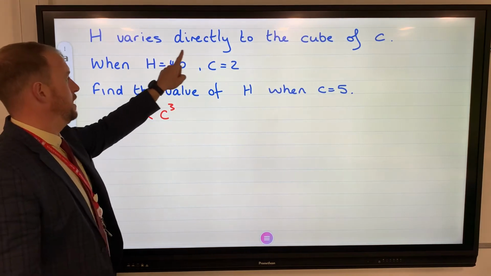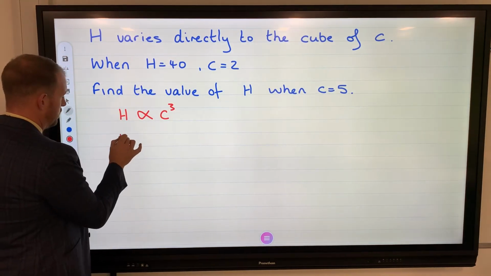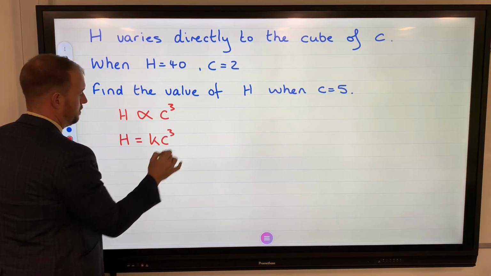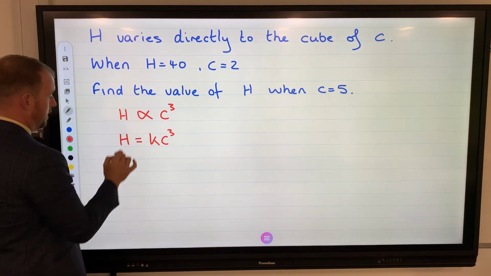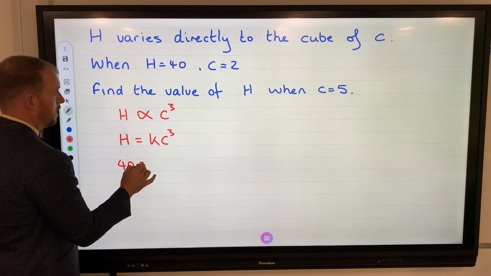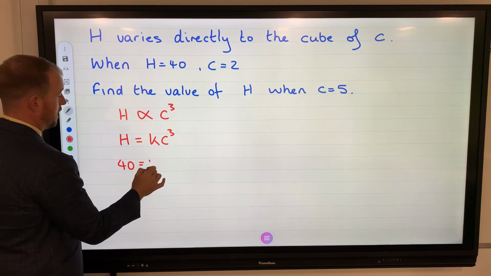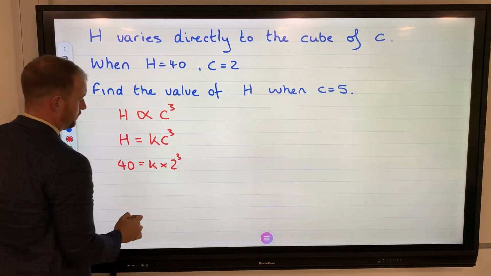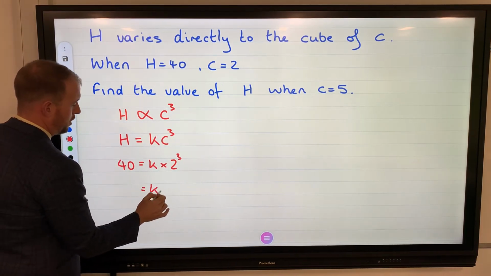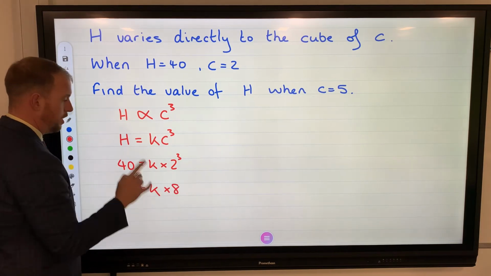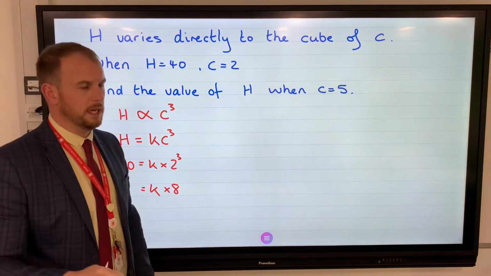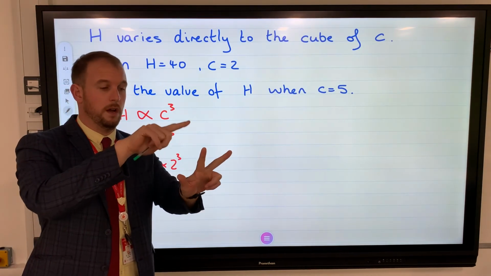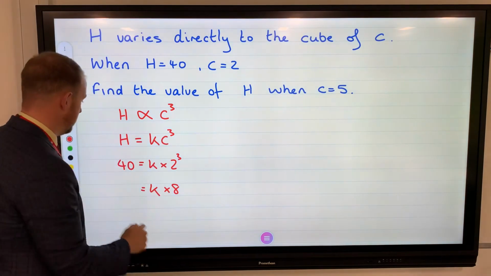When h is 40, c is 2. So h equals constant times c cubed. H is 40. k we don't know just yet. Multiply that by 2 cubed. 2 cubed is 8, not 6. I know some of you are thinking, oh, it's going to be 6. No, no. 2 times 2 times 2. 2 times 2 is 4. 4 times 2 is 8.